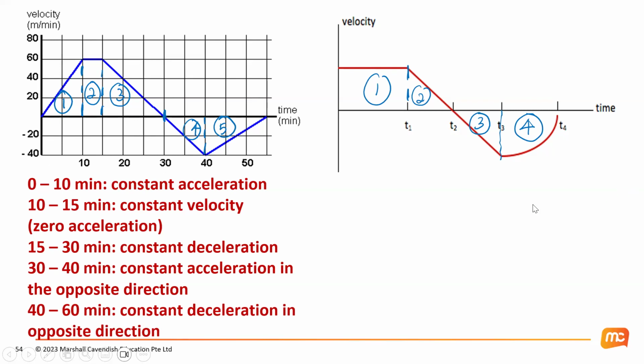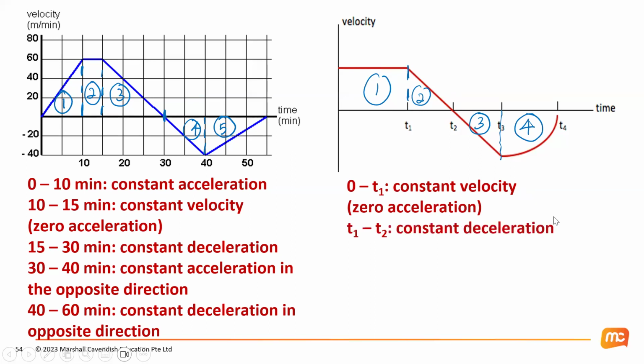Okay, now take a look at the next example. Okay, so from 0 to T1, zero gradient means zero acceleration, means constant velocity, moving with constant velocity. Second one, my velocity drops and it's a straight line. So I need to have constant, so constant, and since velocity drops, constant deceleration.